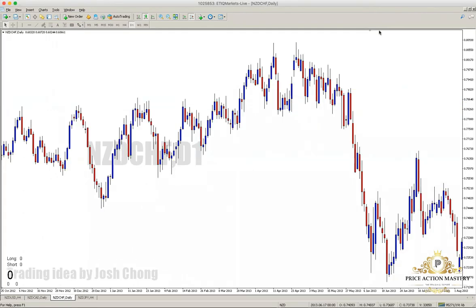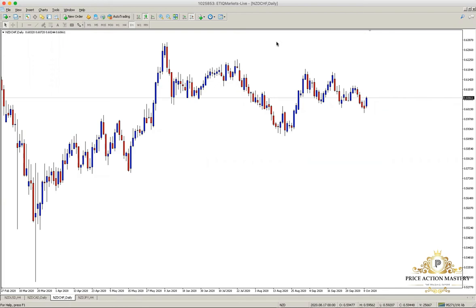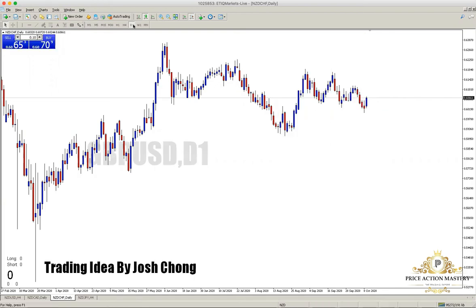And then New Zealand CHF. Okay, New Zealand CHF. I believe that everyone can see this, which is what I'm going to draw. The market is in a channel. It's in a channel.